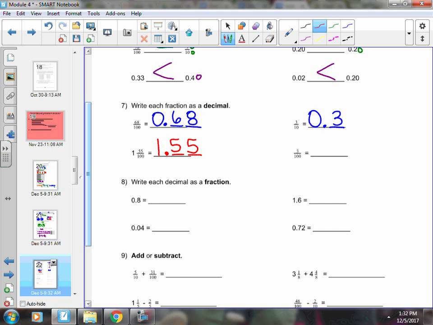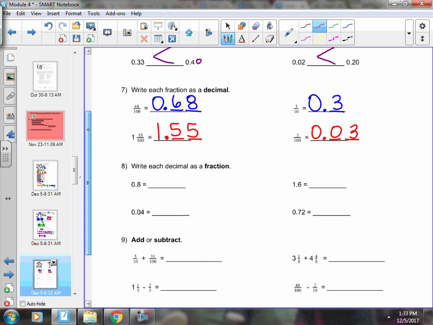And the last one, 3/100ths. Make sure that 3 goes in the hundredths place, not the tenths place. This might be where those dashes come in handy. I need a 3 in the hundredths place, which means I need a 0 there, 0.03. Number 8, now do the opposite. Write each decimal as a fraction.